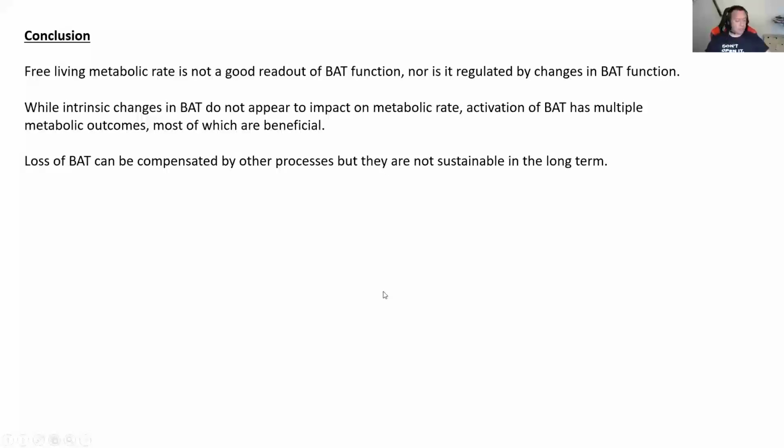And shivering is not a process that's designed to work for, in this case, 10, 20, or 30 weeks. Okay, so the conclusion of the first half of the talk is that free-living metabolic rate is not a great readout of BAT function, nor is it really regulated by changes in BAT function. While intrinsic changes in BAT do not appear to impact metabolic rate, activation of BAT has multiple beneficial metabolic outcomes. So if we can turn it on, it's a good thing. And loss of BAT can be compensated by other metabolic processes, but it's not sustainable in the long term. If you have no BAT, sure, in the short term for a few weeks, you can live at 5 degrees, but you're not going to be able to live at 5 degrees for very long.